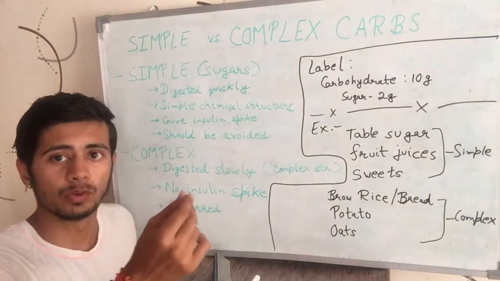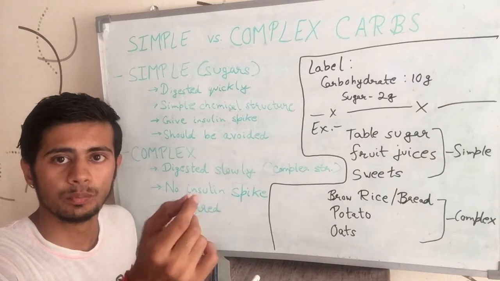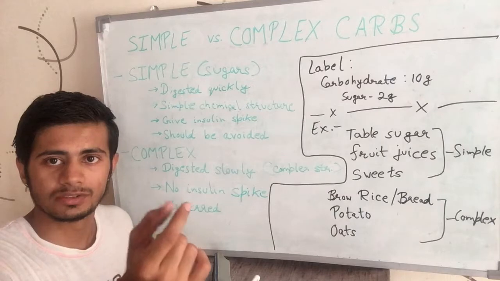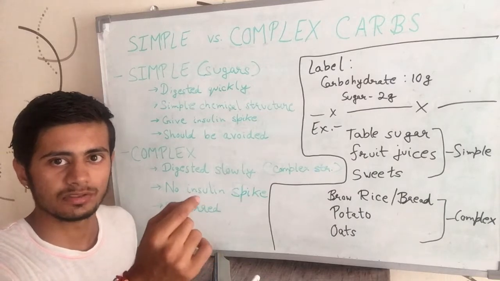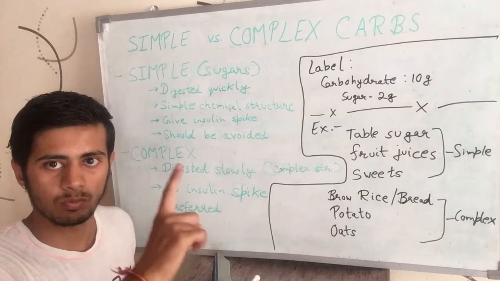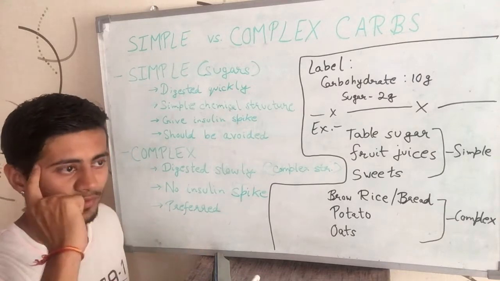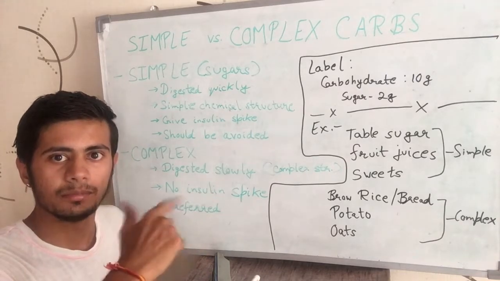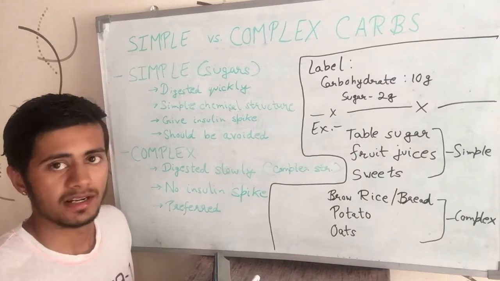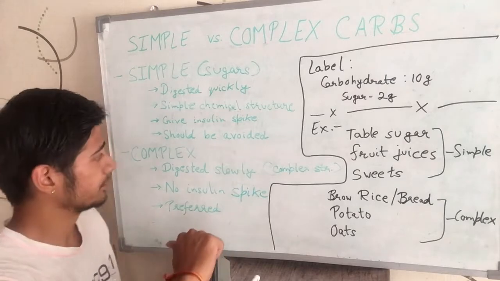I'm not saying that if you ate a few pieces of table sugar, it will give you an insulin spike. That is not the case. Usually our blood tolerates about 10 grams of sugar at one point of time. So if it exceeds that limit, then you will have the insulin spike and perhaps more fat gain.